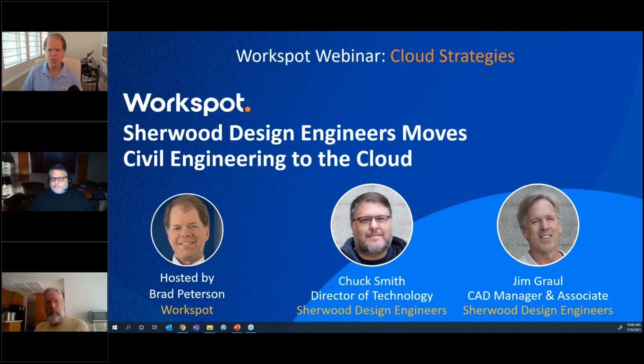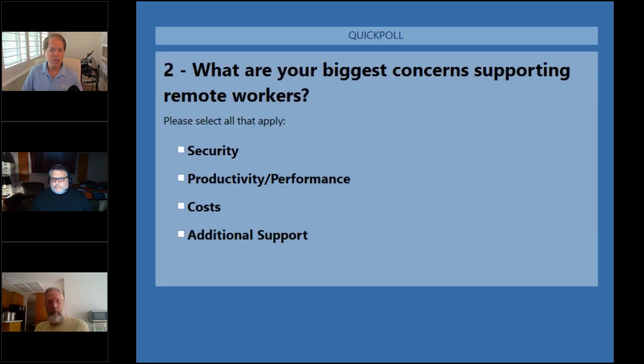So let's check out this next question we've got, which is, what are your biggest concerns supporting these folks that are at home? And this is a multiple choice, so you can pick your top two. So the idea here is, with folks working at home, is it security or is it productivity and performance, or is it cost, or is it the added support that I have to put in place? So let's go ahead and pick your top two of these in the polling, and then we can compare that to what we've seen historically, as well as what you guys at Sherwood Design Engineers are feeling yourself. Okay, so with that, go ahead and cast all your votes here.